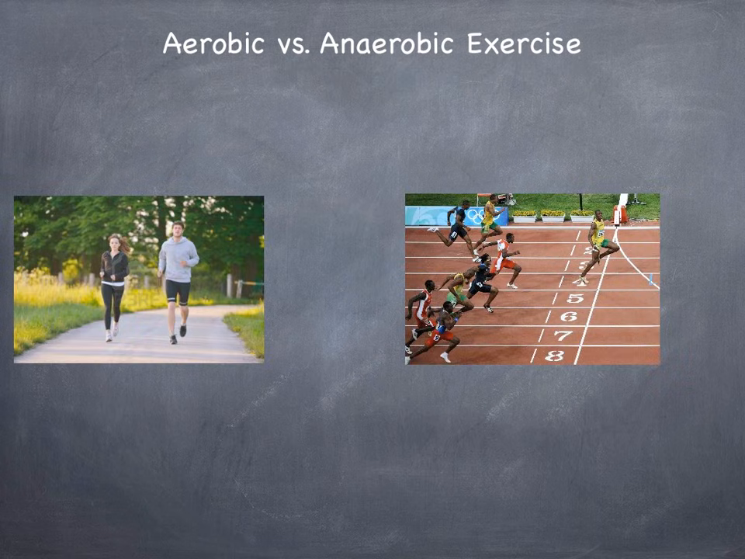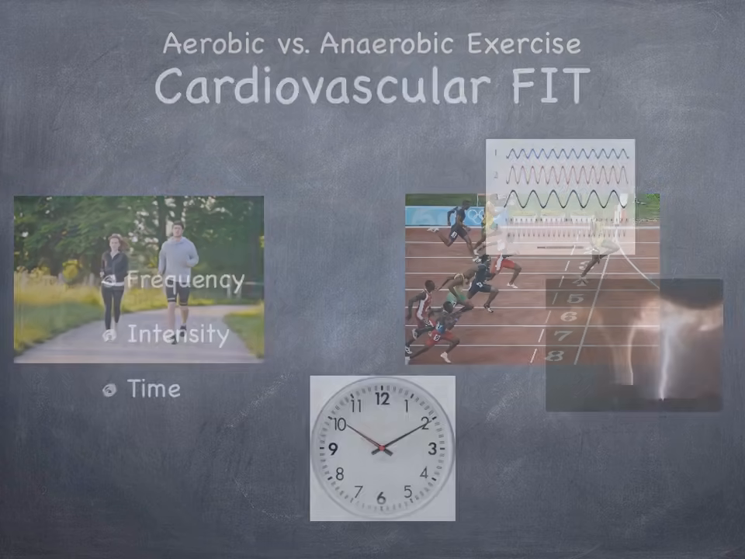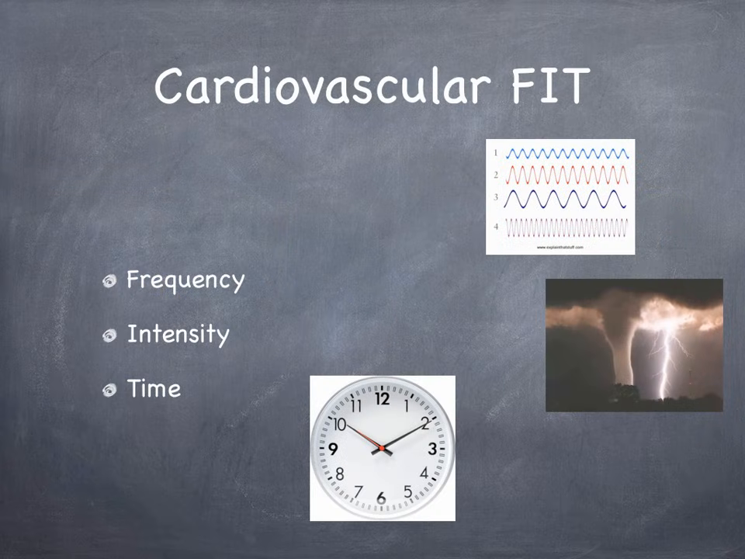Here are some examples. Again, jogging on the left and sprinting in the Beijing Olympics on the right. Okay, cardiovascular FIT. FIT stands for frequency, intensity, and time. As you can see in the picture in the upper right hand corner, frequency is the amount of work you're doing in a given period of time. Intensity is how hard you're going through with your work. As you can see, a tornado with lightning, it's very intense, a lot of energy carried out at one time. And T for time, the amount of time you're going to spend doing that workout.